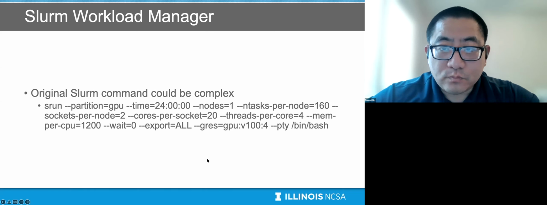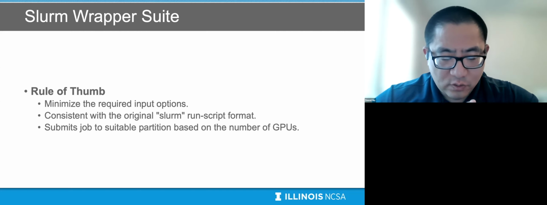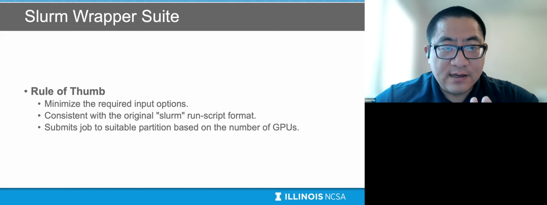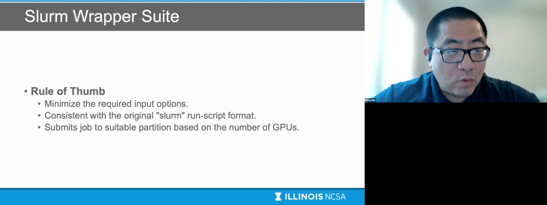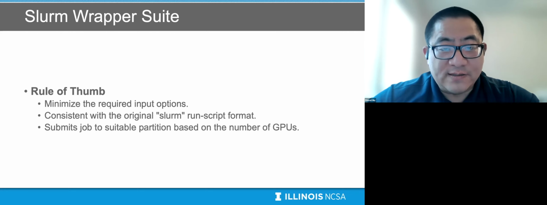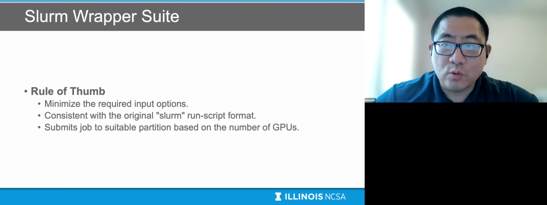So to help our users to use our system easily, we developed a software called the Slurm wrapper suite. The rule of thumb of the Slurm wrapper suite is that we want to minimize the required input options, and we want to be consistent with the original Slurm run script format, and then we submit the job to a suitable partition based on the number of GPUs.